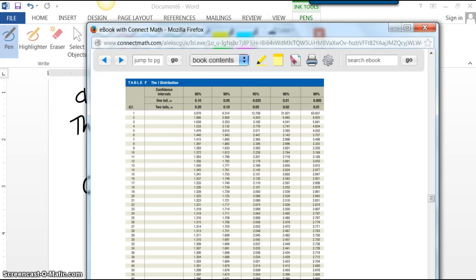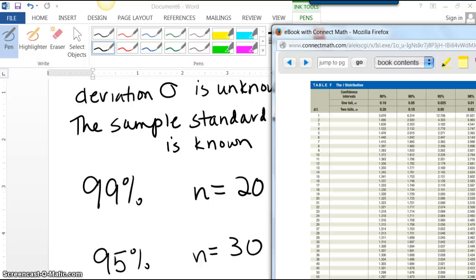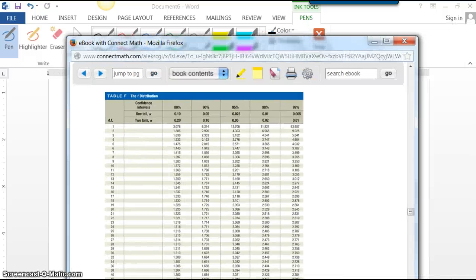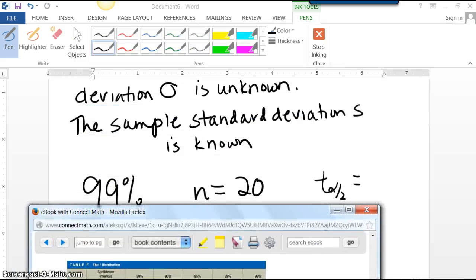The next example we're going to look at is 95% confidence, and the sample size is 30. So again, you look along the top at 95, right, this column right here. And then when the sample size is 30, you want to look at line 29, one less than your sample size. And then go over to this column, and it looks like 2.045 right there.